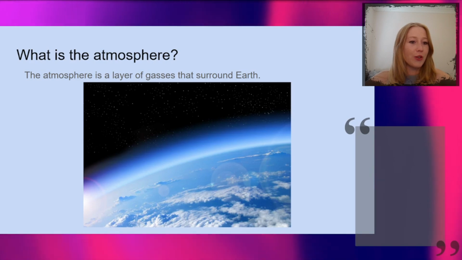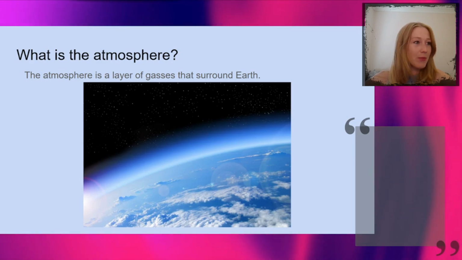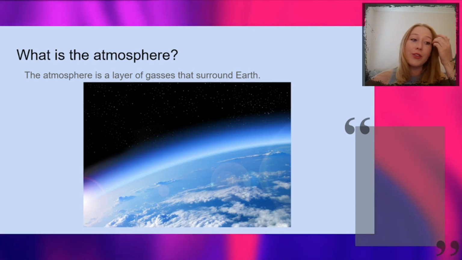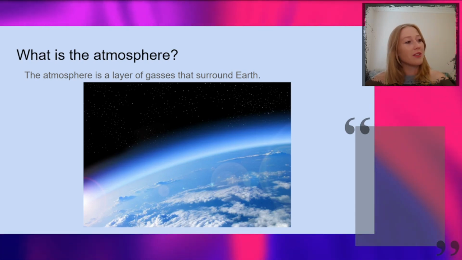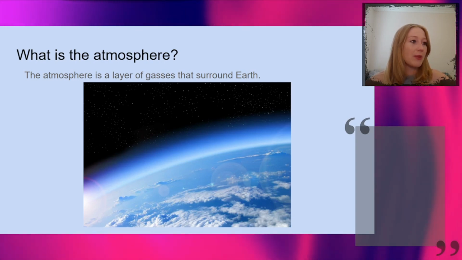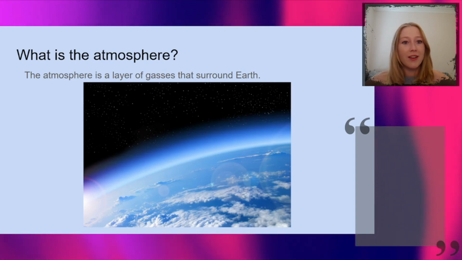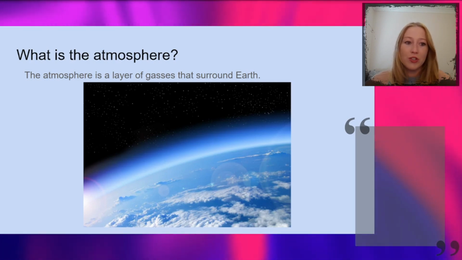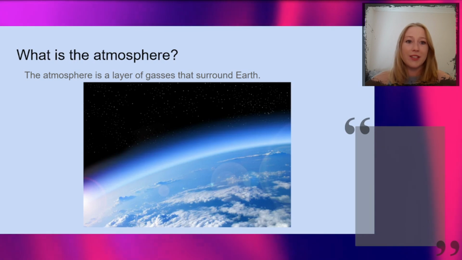Okay, so what is the atmosphere? That is the layer of gases that surround our Earth. It's what keeps our Earth habitable. It helps keep everything at a nice temperature. It keeps moisture circulated, oxygen circulated, everything that we need to survive.